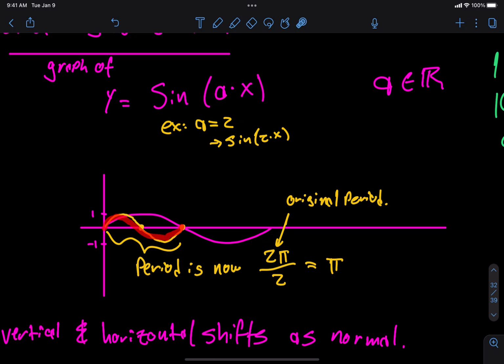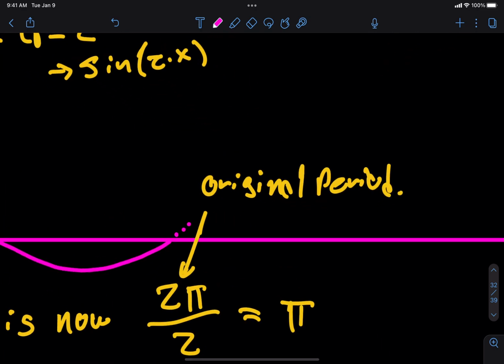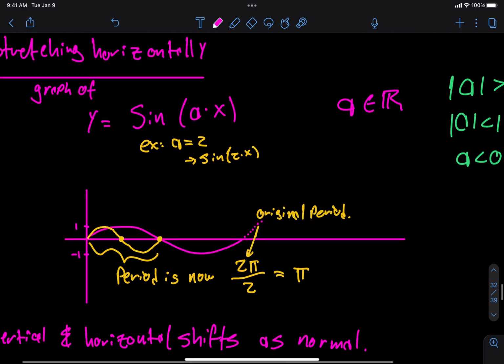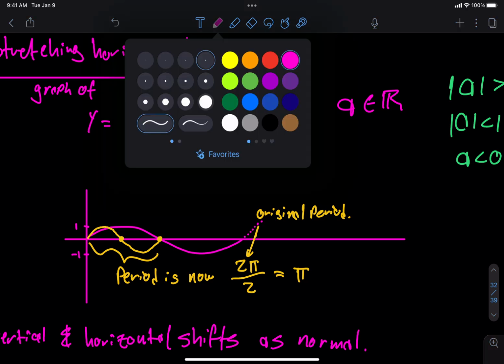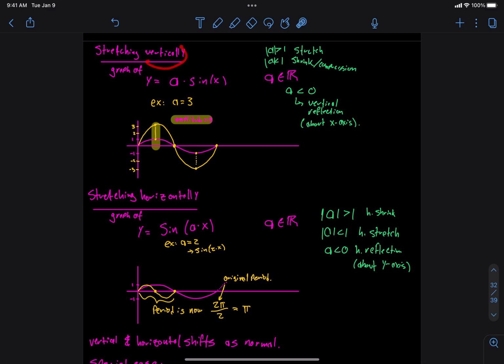So once I get to here, what am I going to do? I'm just going to keep going. Okay, so even though I only draw a little bit of this graph, what I want you to always think about is this actually does go on and on forever, okay? So put a little dot, dot, dot here to imagine that that is going to keep going forever. Okay, so that's stretching horizontally and vertically. If we stretch vertically, what's it going to affect? The amplitude. If we stretch horizontally, what's it going to affect? The period. Okay, the period.